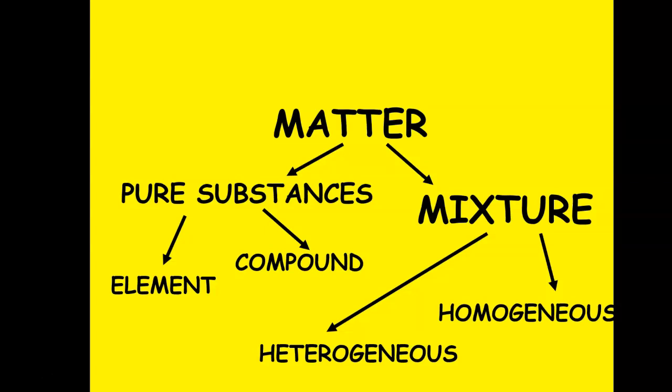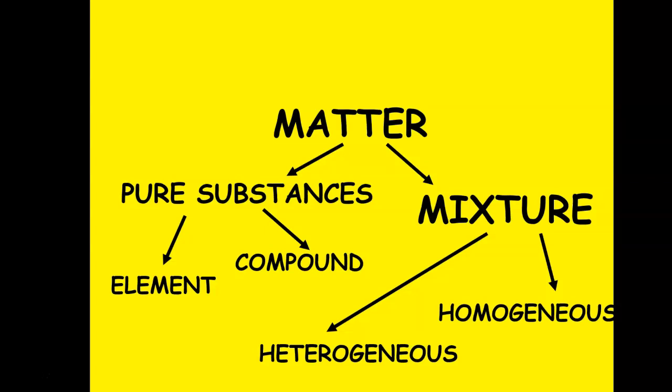Whereas a mixture, which can be either homogeneous or heterogeneous, the way that you know that you are homogeneous, homo means the same, so therefore it is the same composition throughout, which means you cannot see the different parts, which essentially means that it has a pattern when looking at it at a smaller level. Whereas heterogeneous, hetero means different, where you can see the different parts.